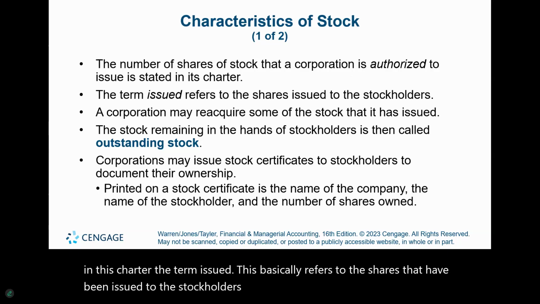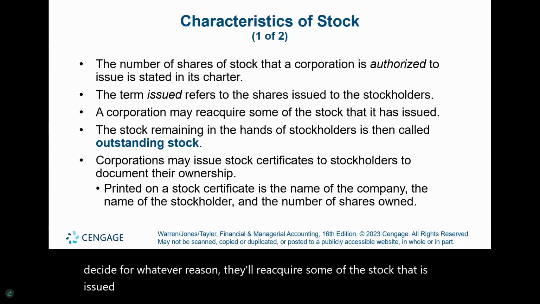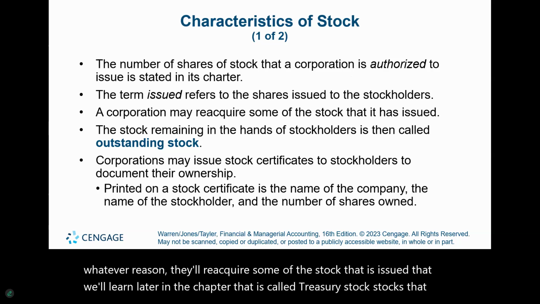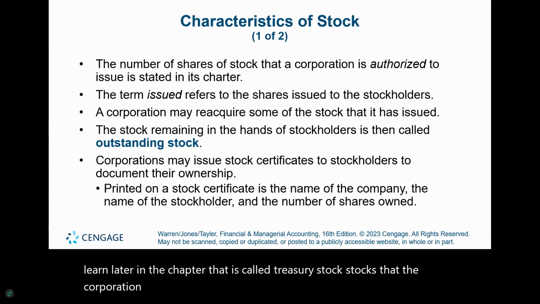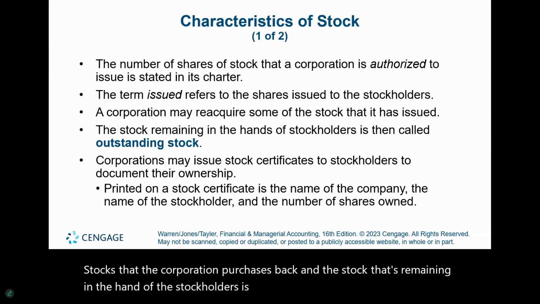And a corporation may decide, for whatever reason, to reacquire some of the stock that is issued. That we'll learn later in the chapter. That is called treasury stock, stock that the corporation purchases back. And the stock that's remaining in the hands of the stockholders is called outstanding stock.